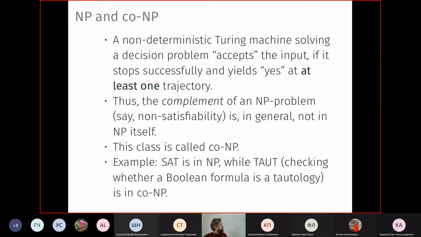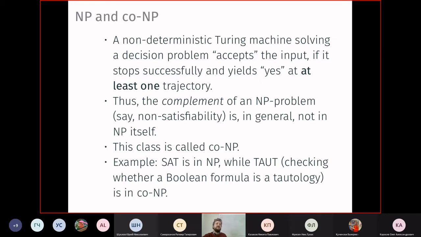And there is a dual thing: the complement of an NP problem is not an NP itself, it's called co-NP. So if you want to flip yes and no, then you have to flip the quantifier. Now we say that for NP, we yield yes on at least one trajectory. Dually, if we want to yield no, we have to yield no on all trajectories. And it's a co-NP class. For example, the problem of checking that a Boolean formula is a tautology is a co-NP problem, and SAT is an NP problem. So it's a dual class.